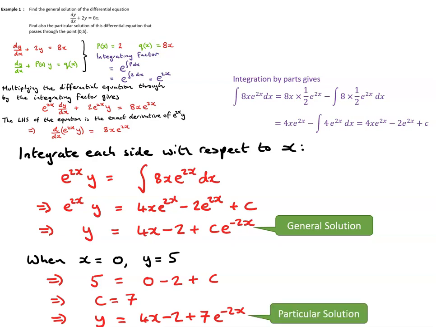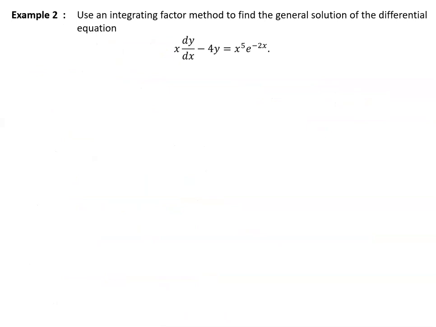We'll now move on to a second example. Use an integrating factor method to find the general solution of the differential equation x dy/dx minus 4y equals x to the power 5 e to the minus 2x. Now it's important here to remember that to use the integrating factor method, the original equation must be in the form dy/dx plus p(x) times y equals q(x).